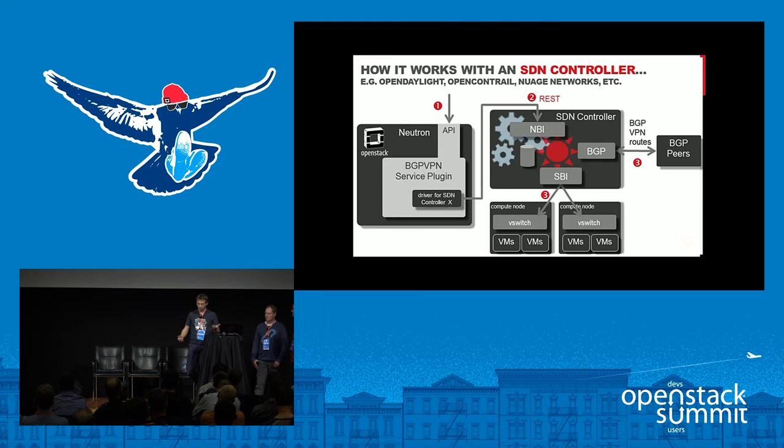And then this SDN controller system will have a BGP speaker able to advertise and consume routes exchanged with BGP peers. And the southbound interface of the SDN controller will be used to actually configure the data plane on the virtual switches to forward MPLS traffic, receive MPLS traffic to the VMs, and traffic from the VMs forwarded as MPLS toward the VPNs.